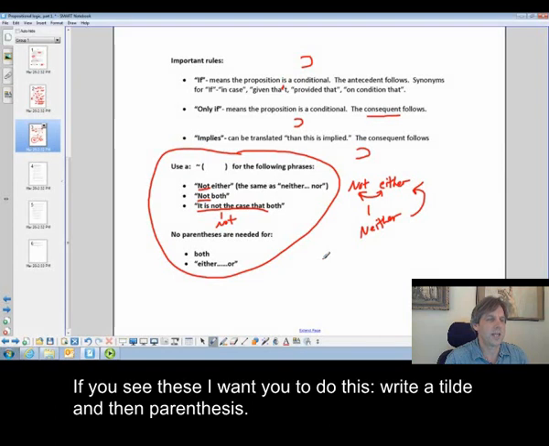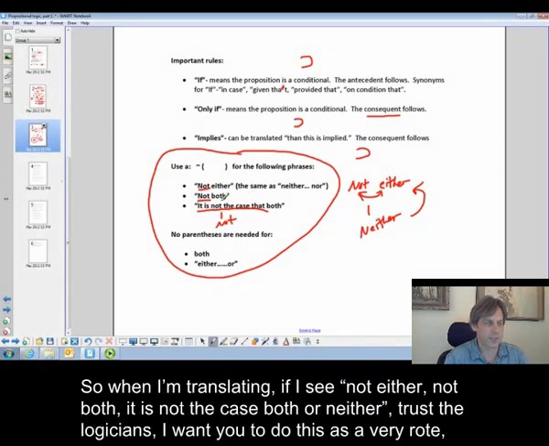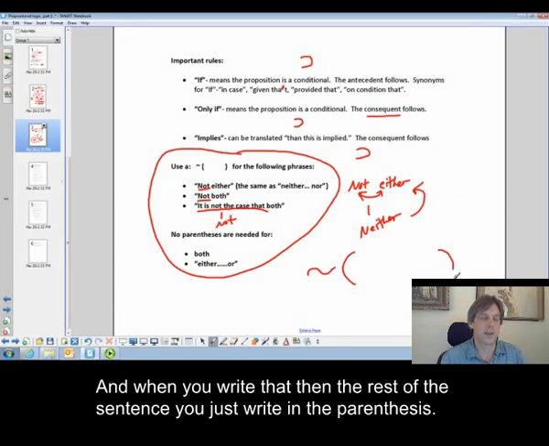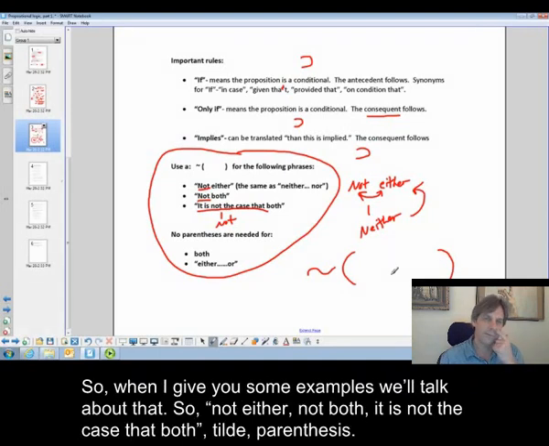If you see these, I want you to do this. Write a tilde and then parentheses. So when I'm translating, if I see not either, not both, it is not the case both or neither, trust the logicians. I want you to do this as a very rote, robotic thing. The book says write a tilde and a parentheses. And when you write that, then the rest of the sentence you just write in the parentheses. So when I give you some examples, we'll talk about that, okay?